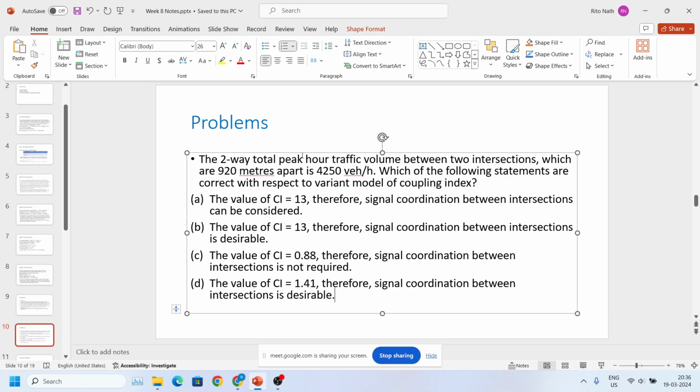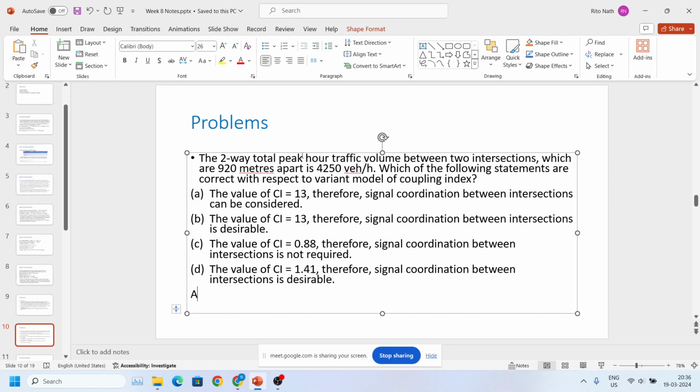So as you can guess from the problem, you have to find the CI value and then look at the range. To get the coupling index, you have a formula. That was there in the slides, and it takes this into account. Let me check quickly.